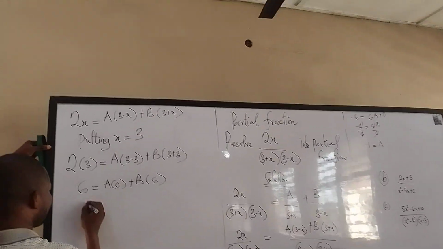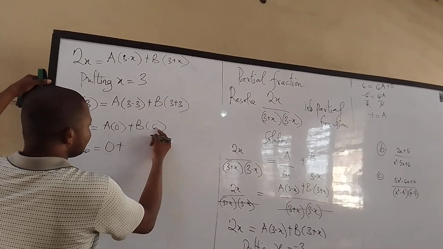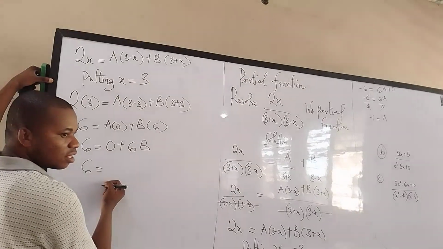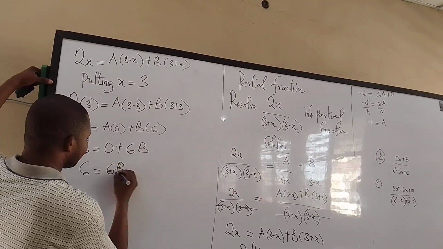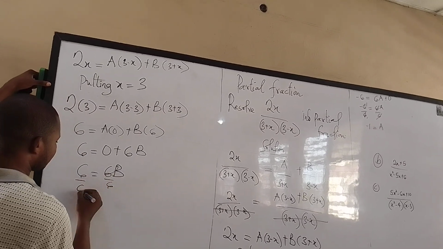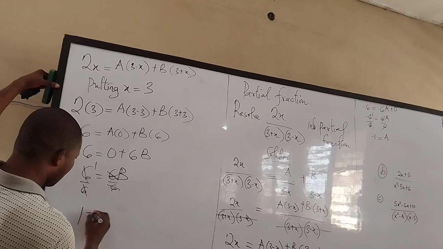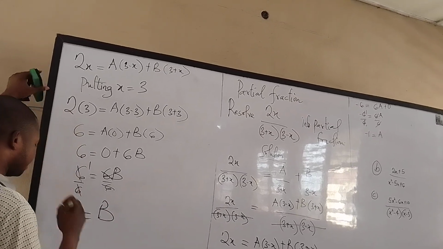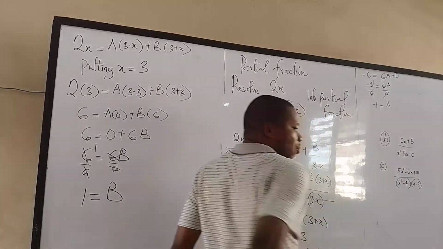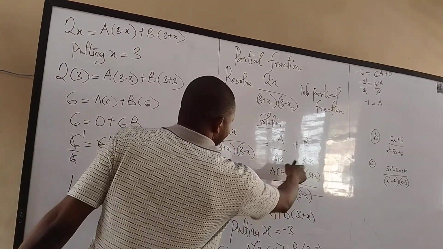6. So at the end of the day, I'm having 6 is equal to a times 0. A times 0 is 0, plus b times 6, which is 6b. So we have 6 is equal to 0 plus 6b, which is 6b. We divide both sides by the coefficient of b, which is 6. The 6 here cancels out, giving us 1. 1 is equal to b. Meaning that our a, from what we got, is minus 1, while our b is 1.